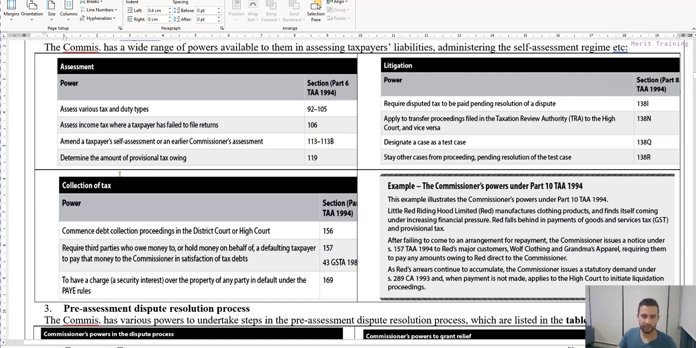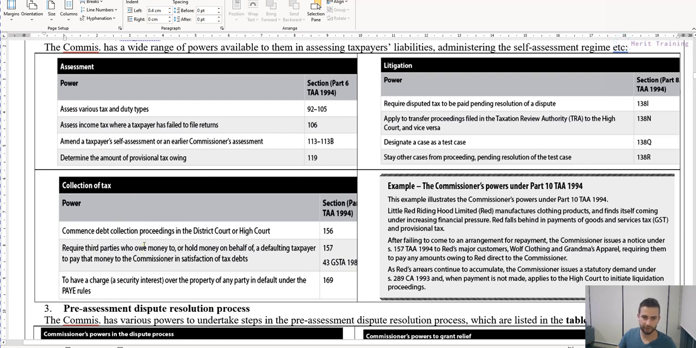Now, in terms of collection of tax, the powers of the Commissioner include commencing debt collection proceedings in the District Court or High Court. Basically, if you've got a tax liability to the Commissioner, including potentially one which the Commissioner has assessed themselves, they'll say, look, this is what you have to pay, and if you don't pay it, I'm going to go to the court and force you to pay it. Then they can collect that off your other assets, whether it's your house or your car, and force you to sell those in order to pay down your debt.